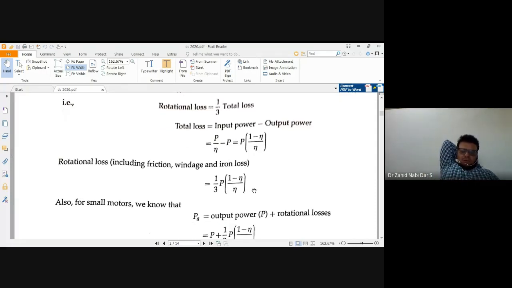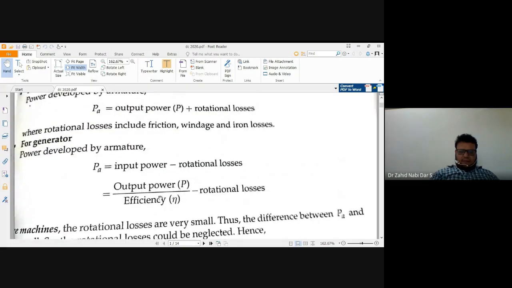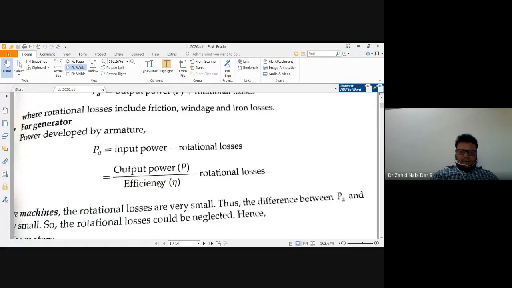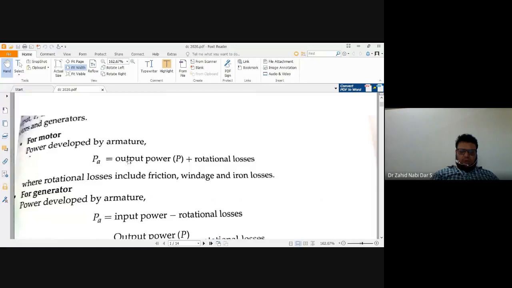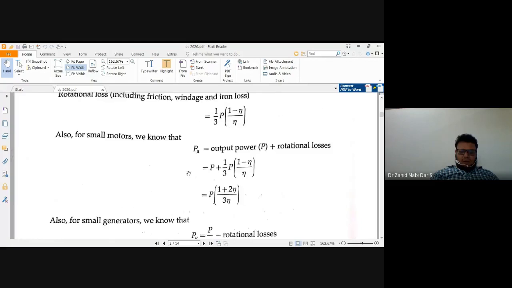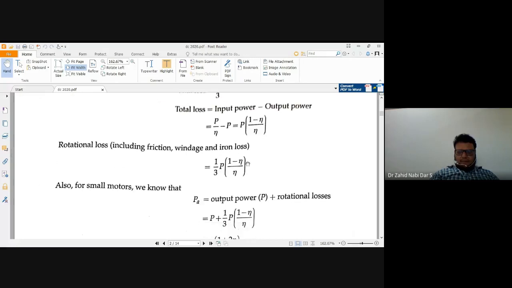Now for small motors, output power plus rotational loss also we have written. This was for the generators. For the motors, how is it expressed? Output power plus rotational loss. Here you know that the rotational loss including friction and winding loss was one third of this, P, 1 minus efficiency by efficiency.